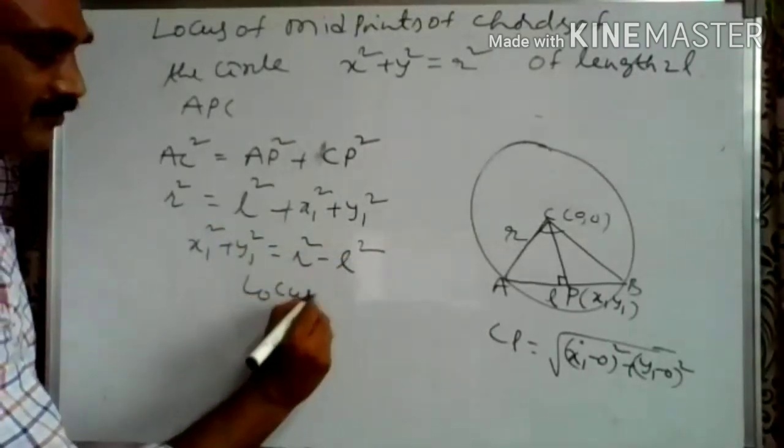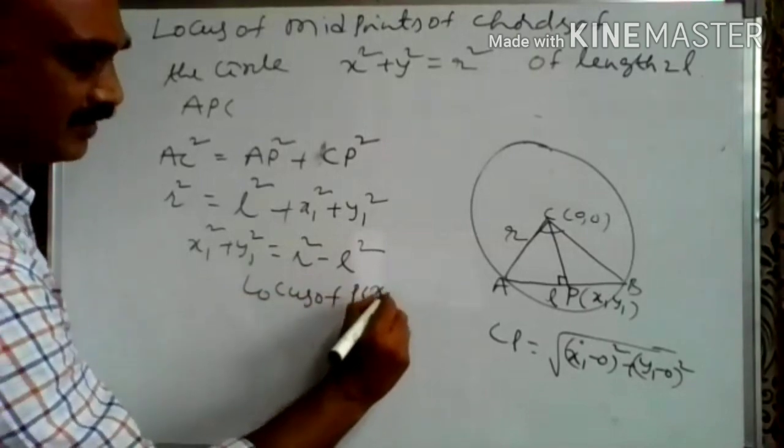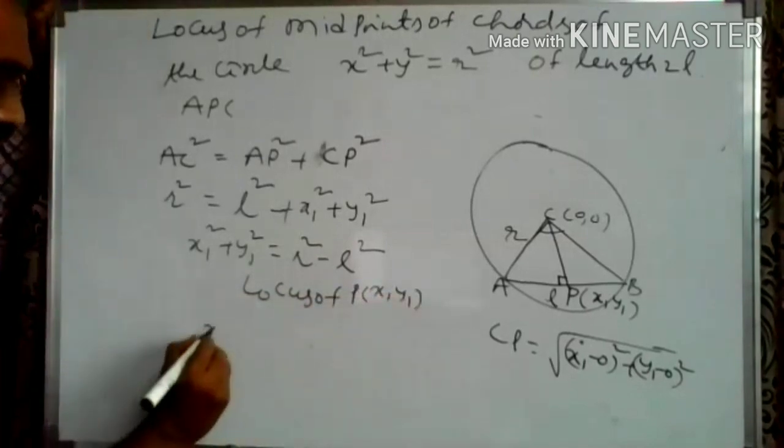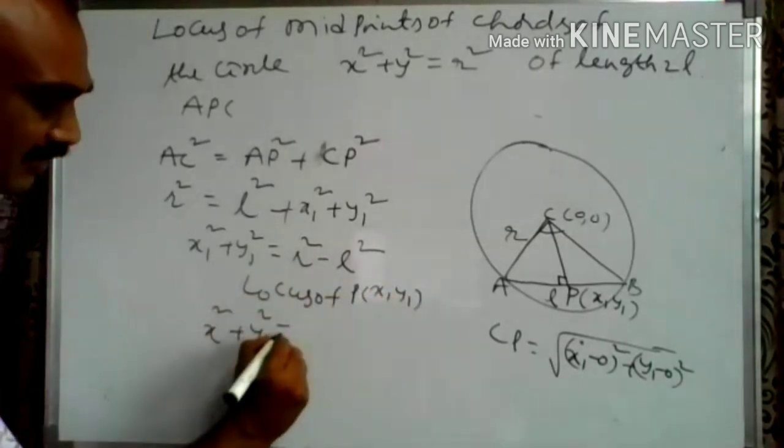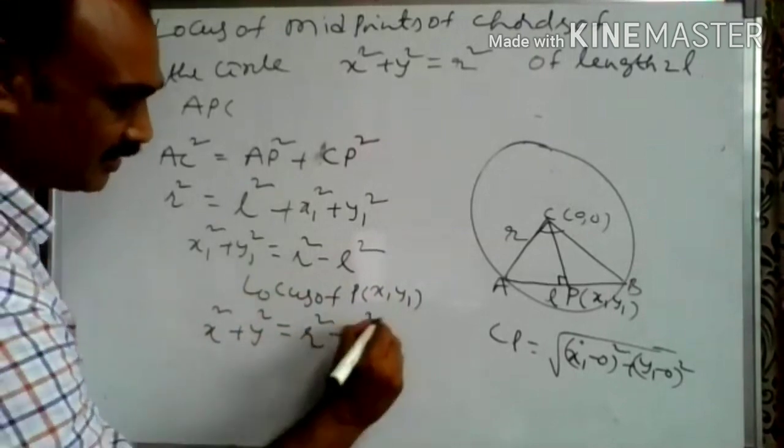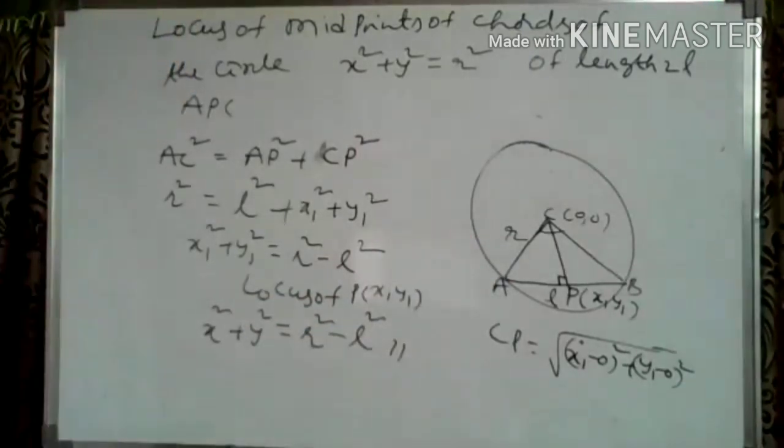Locus of P x1, y1 is x square plus y square is equal to R square minus L square.